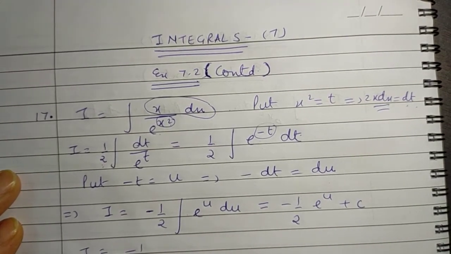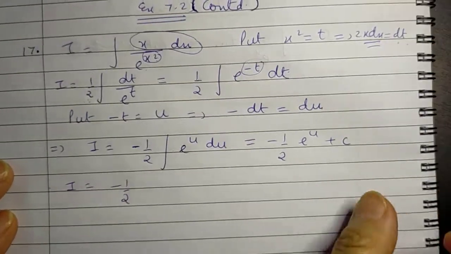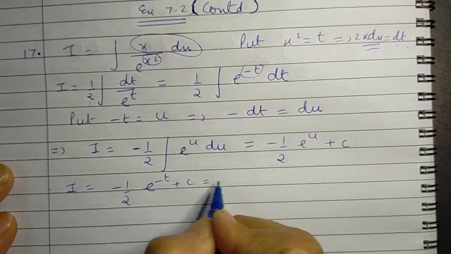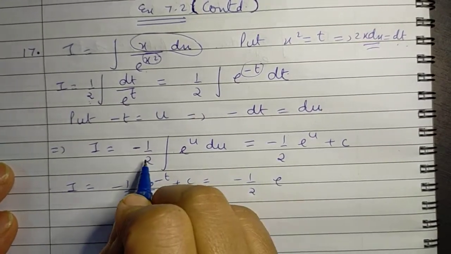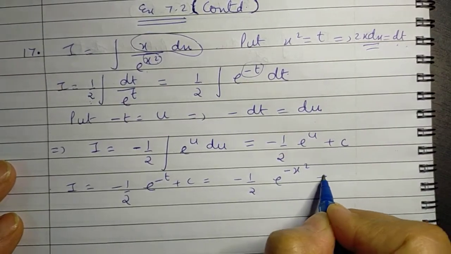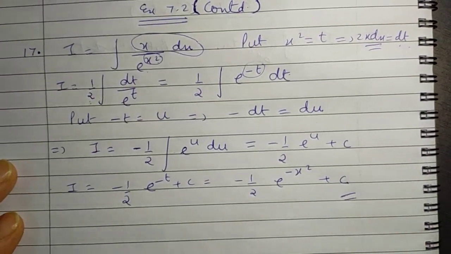Now start substituting back. So what do we get? Minus half of e raised to, in place of u, I will write minus t, and again in place of t, I will write x square, plus c. This is the answer.